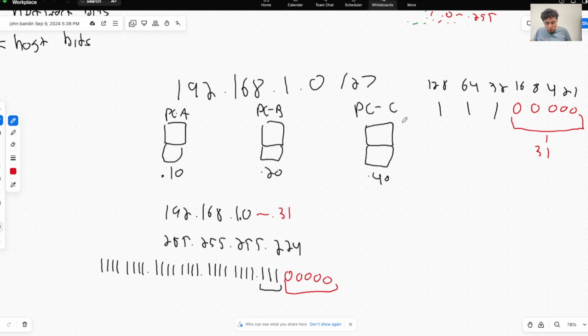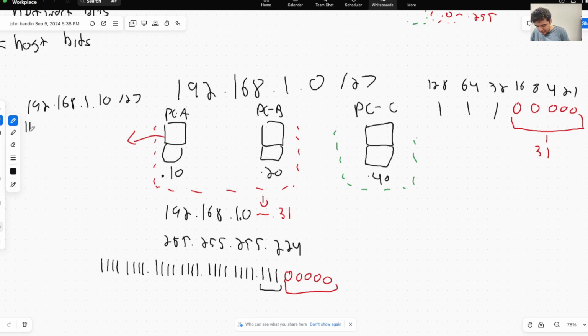So now, looking at these computers and knowing what their last octet is, PCA and PCB are in the same network, but guess what? PCC is in a totally different network. Why? Because these two PCs fall within this range, and they know that because of their subnet masks. They know, hey, if I'm PCA and I'm 192.168.1.10/27, so here's my binary.